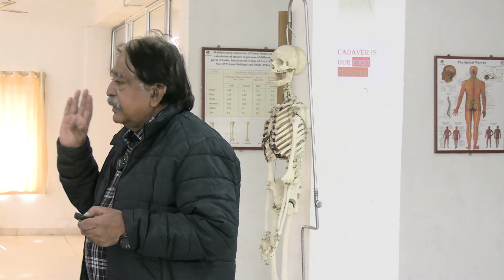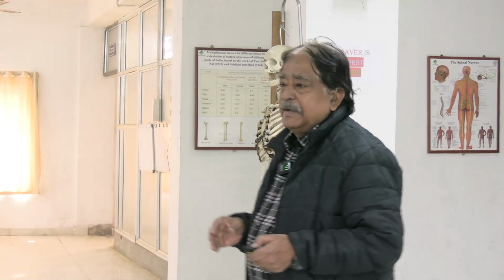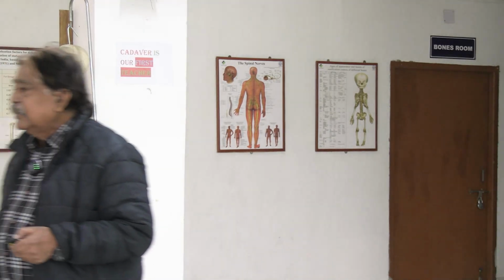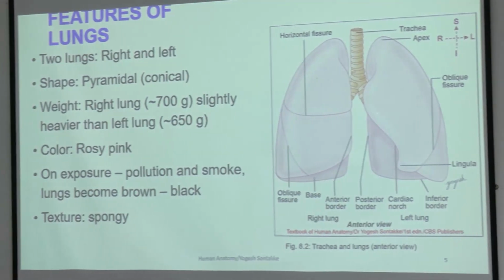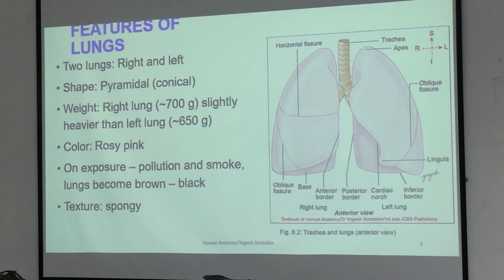And it's pink. What they do is jumble up the soft lung with liver and mix it in for extra weight. But a few people buy the pink colored lungs to prepare some dish. Now, on exposure to pollution and smoke, lungs become brown to black, and the texture is spongy. Okay, feel it.